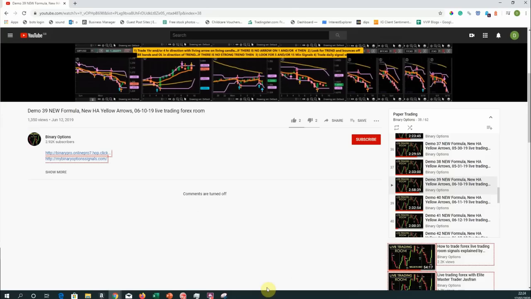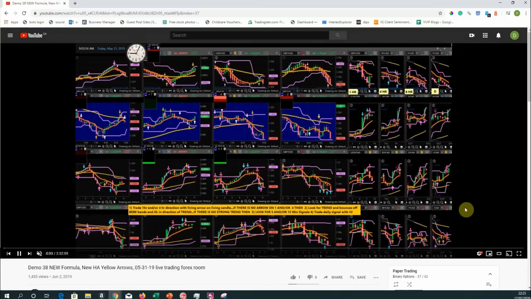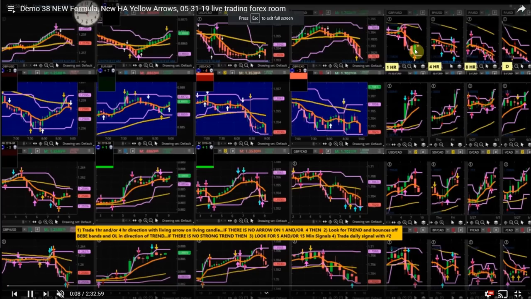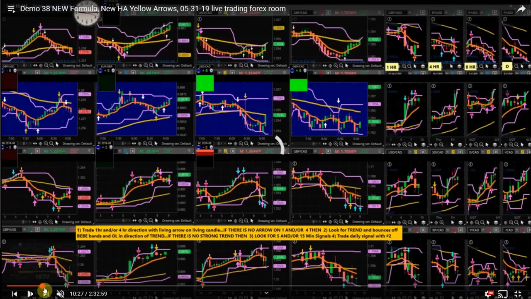Right, I'm going to show you this example as well. Now look, on the GU, we've got 4 hour blue, we have got a red yellow. It's already coming back. We haven't had a 15 minute, it's already coming back. But look, this is why you have to be careful with red yellows, yeah?